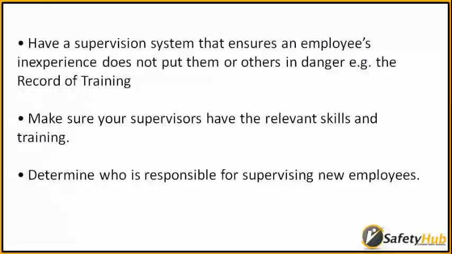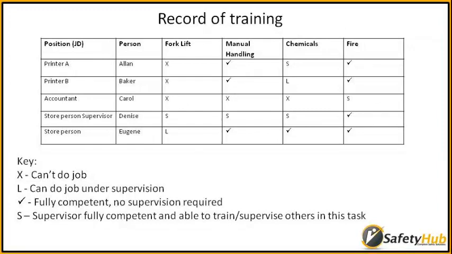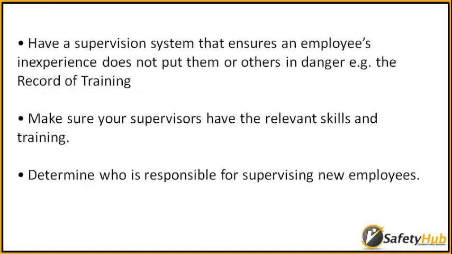The blind leading the blind almost. You have to ensure that the person teaching is signed off and can teach. What that means is that you must have a supervision system, and that's what the record of training will allow you to do, to identify who is competent to supervise, because we want to make sure that an employee's inexperience does not put them or others in danger. And then make sure your supervisors have the relevant skills and training.